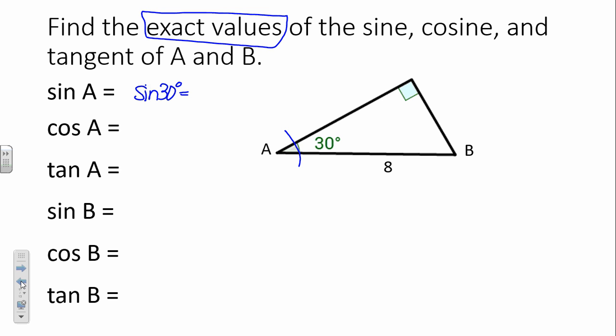What number did they give us? 8 is the hypotenuse, okay? How do we get from the hypotenuse to the short leg? Divide by 2, because we want to make it smaller, and 8 divided by 2 is 4. Okay?